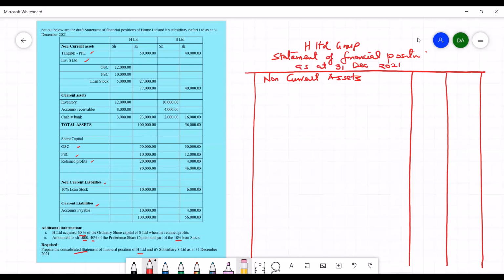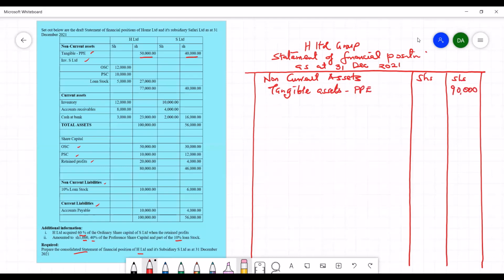And for the non-current assets, we have the non-current assets for Home Limited plus the non-current assets of Safari Limited. So we add 50,000 plus 40,000. That is the non-current assets of Home Limited and the non-current assets of Safari Limited. That will give us tangible assets, which are the PPE, to be equal to 90,000. That means we have added the two. 40,000 plus 50,000, that is 90,000.